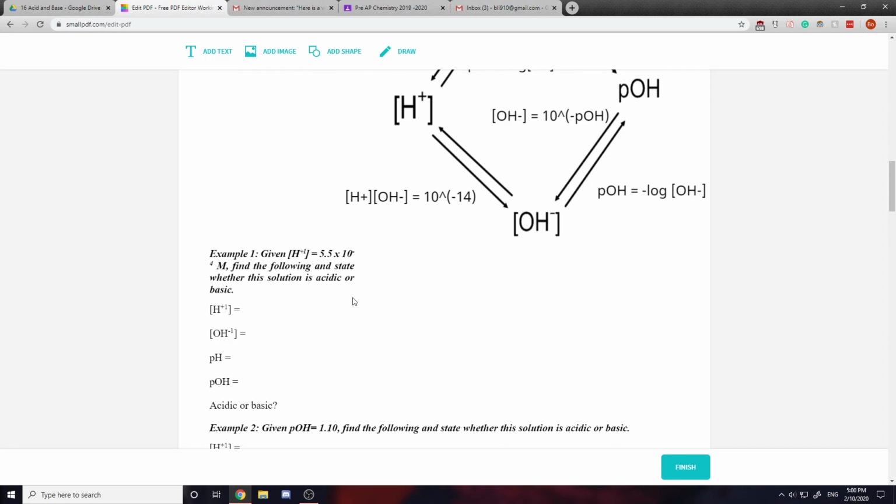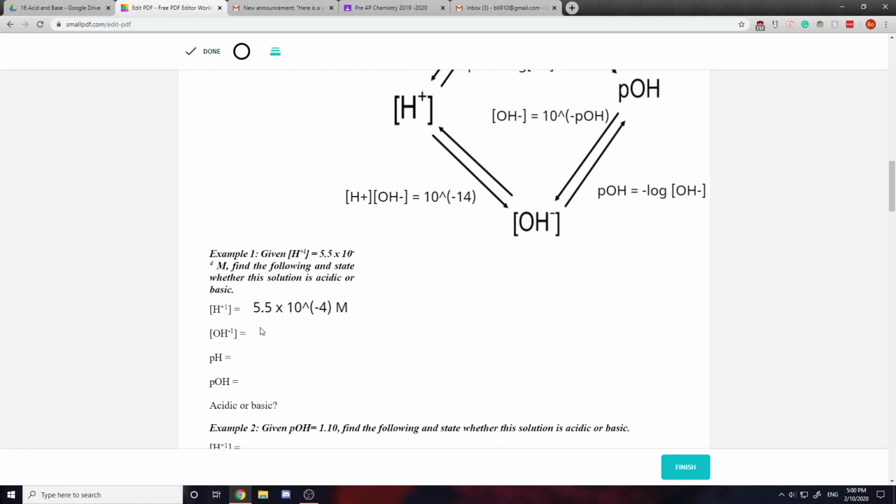So in this example, if I tell you that a solution is 5.5 times 10 to the negative 4 molarity, what is the H plus concentration? Well, it's just 5.5 times 10 to the negative 4. I tell you in this problem. Well, OH minus, how do you find that?